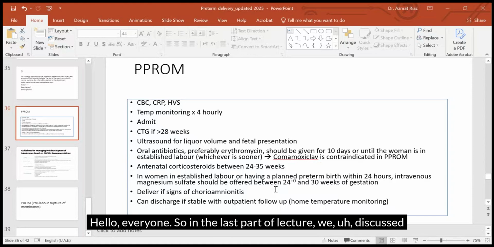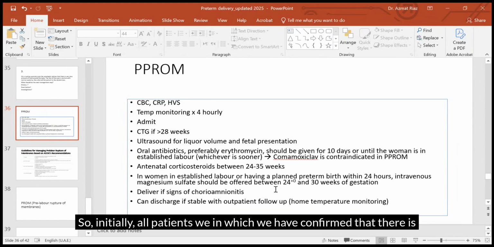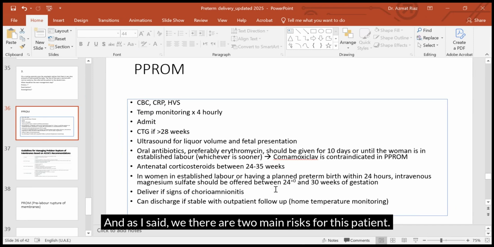Hello everyone. So in the last part of lecture, we discussed what is PROM and how to examine a patient with PROM. Now we are going to discuss the management of a patient with PROM. So initially, all patients in which we have confirmed that there is PROM, we have to admit them. And as I said, there are two main risks for this patient.